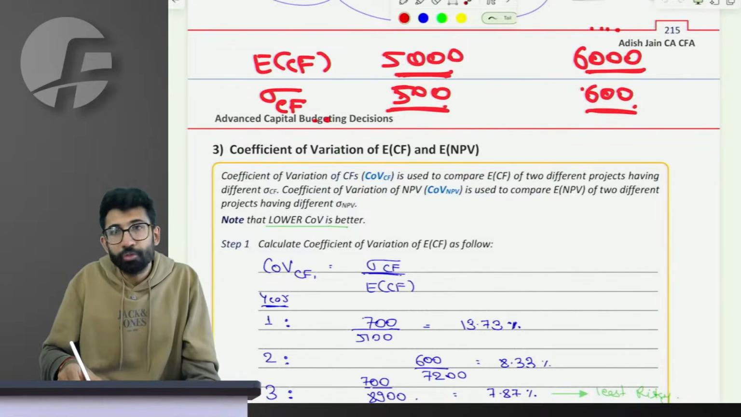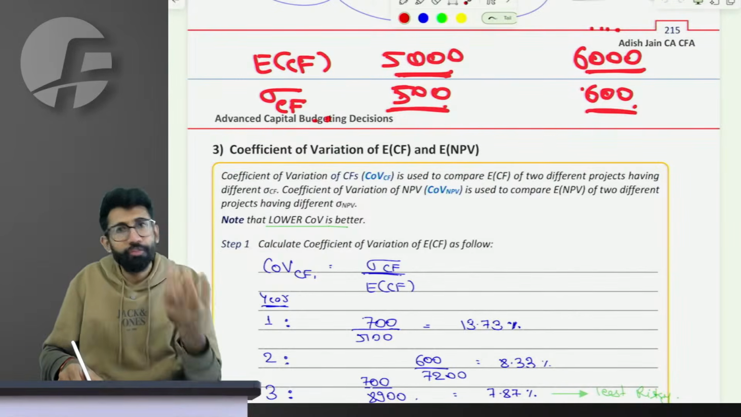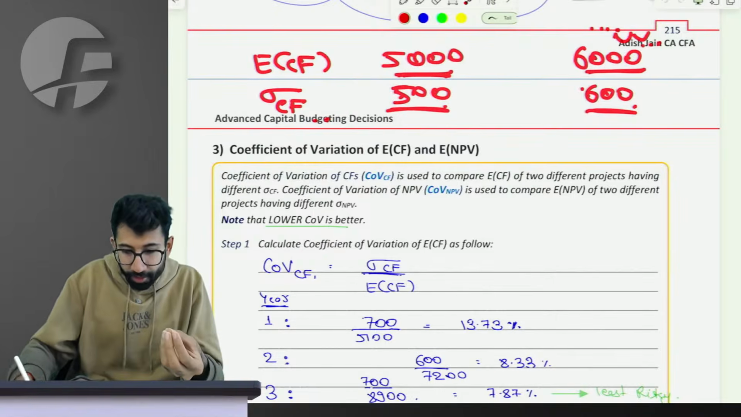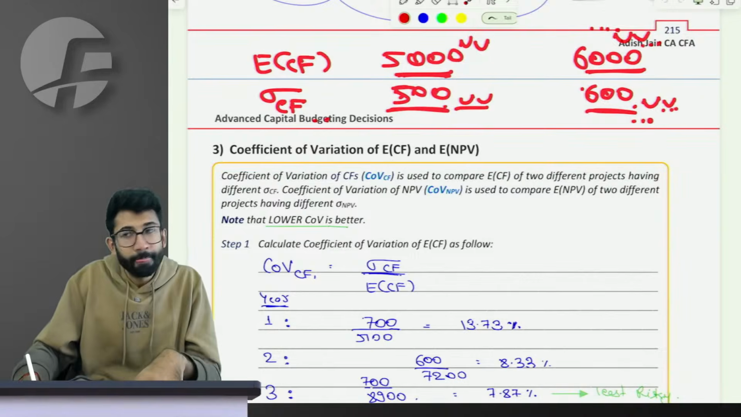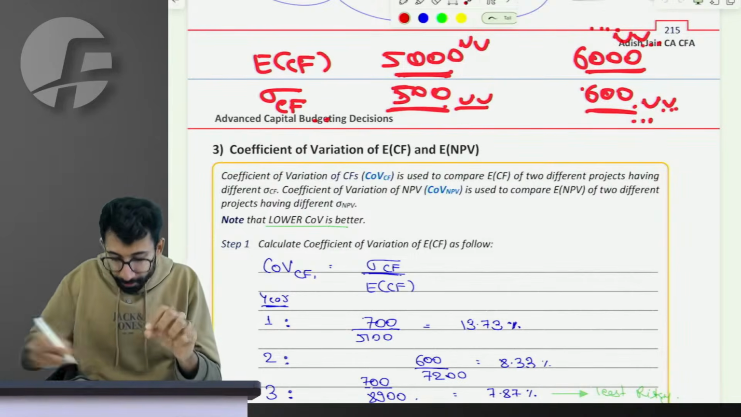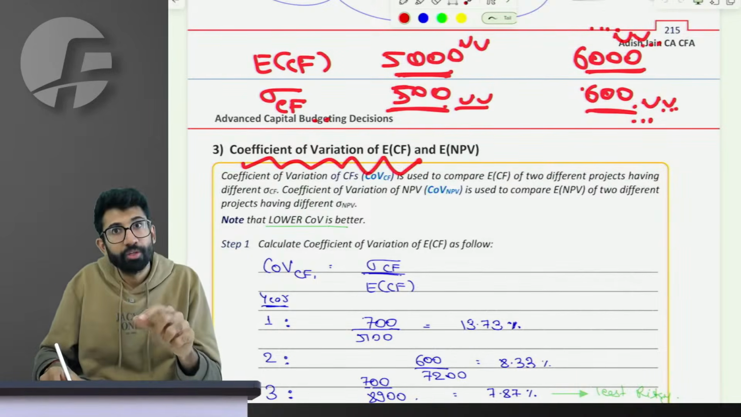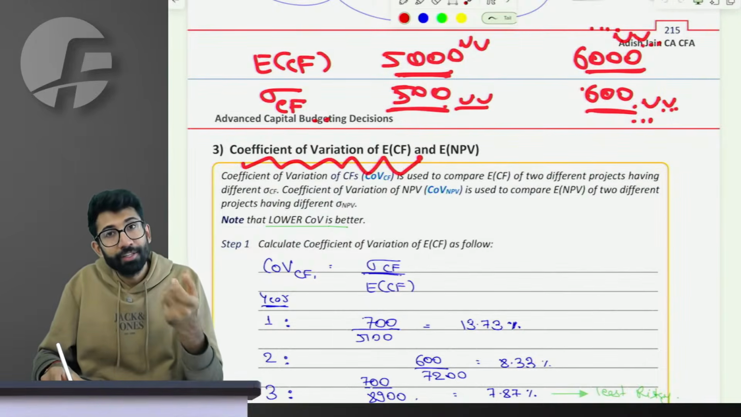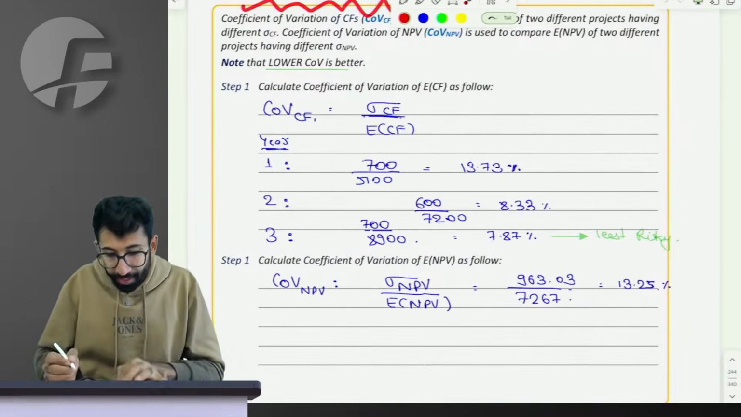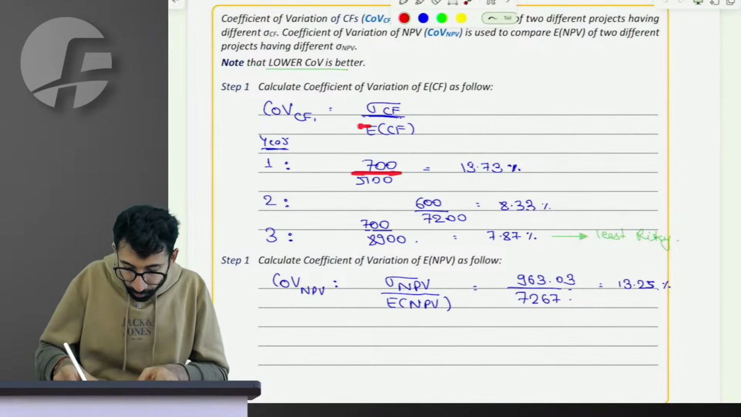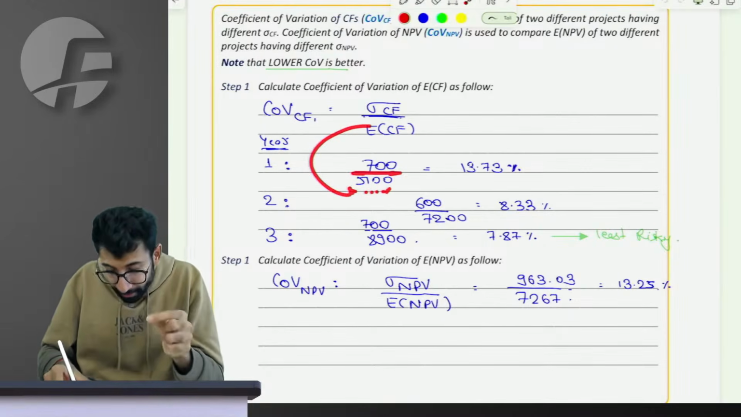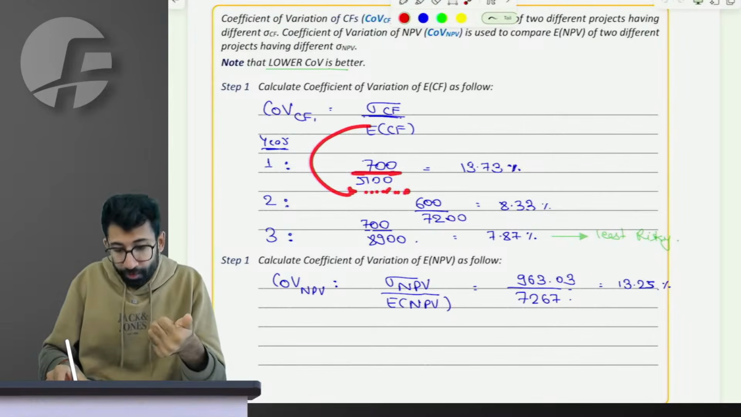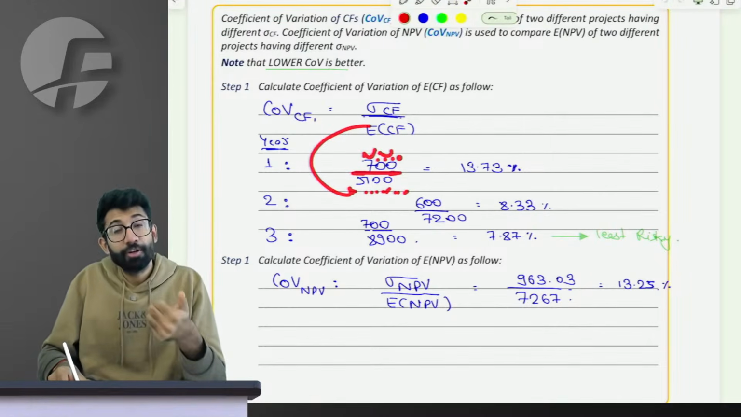Can you tell me which of the two projects is better? Sir, not very directly, because this has a higher cash flow but a higher risk as well. This has a lower cash flow and a lower risk as well. You cannot comment. To solve this problem, we have the coefficient of variation, which calculates the ratio of risk relative to return. For example, for year 1, how much was my cash flow? In the denominator comes 5100 as my cash flow, and the numerator is 700 rupees as the risk.